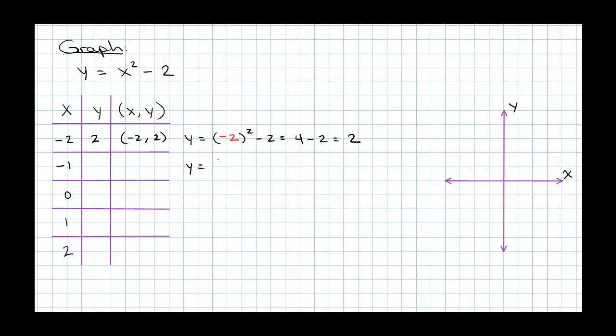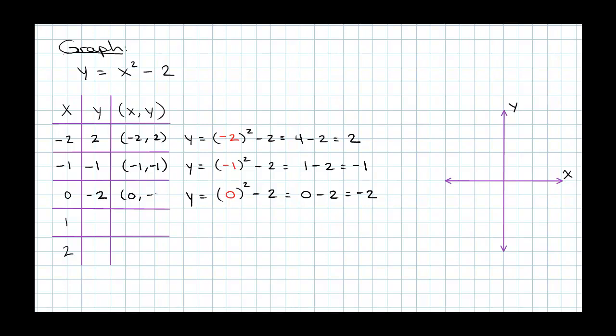I substitute there negative 2 and I got negative 2 comma 2. Now I'm going to substitute negative 1 for x. Negative 1 squared is positive 1, and positive 1 minus 2 is a negative 1. So our next ordered pair is negative 1 comma negative 1. Now let's substitute 0. 0 squared is just going to give me a 0, and 0 minus 2 is a negative 2.